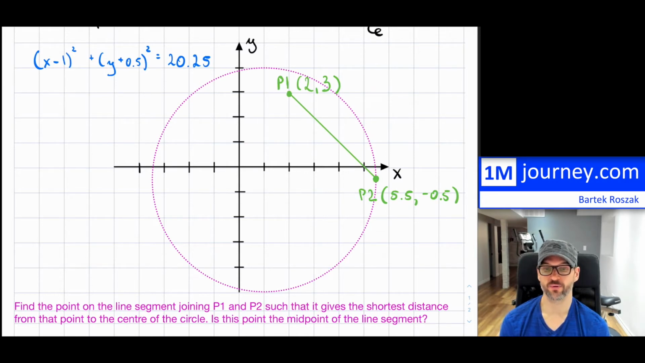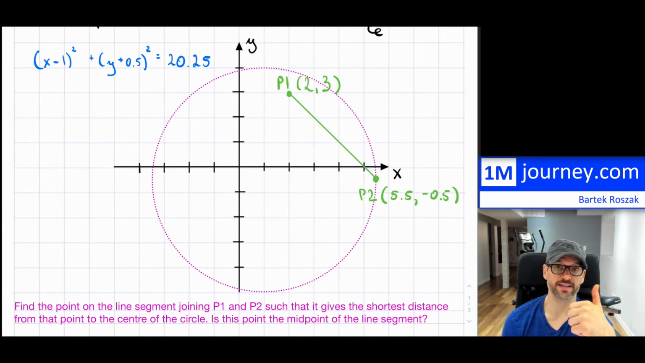Now if I want to find the shortest distance from the point to the center of the circle, we know that's going to be the perpendicular line, which will go through the center of the circle and attach itself to that line segment, but it has to be perpendicular to that line segment. In order to do that, I need the actual equation of the line segment, because I'm going to need the actual slope of it.